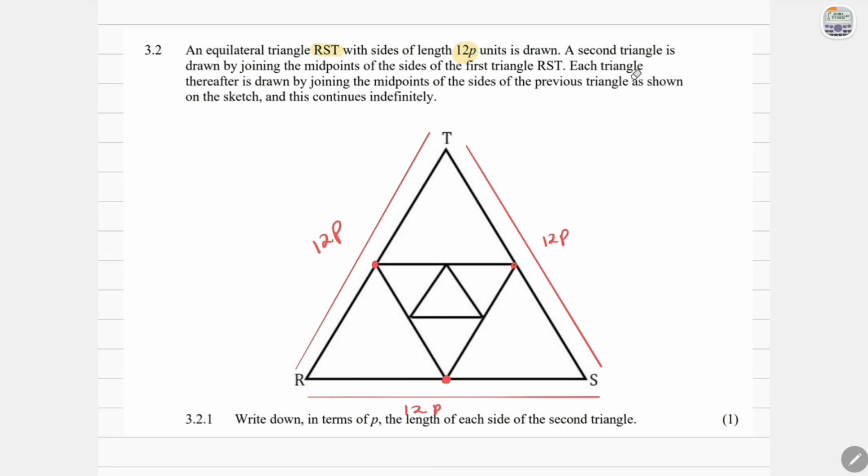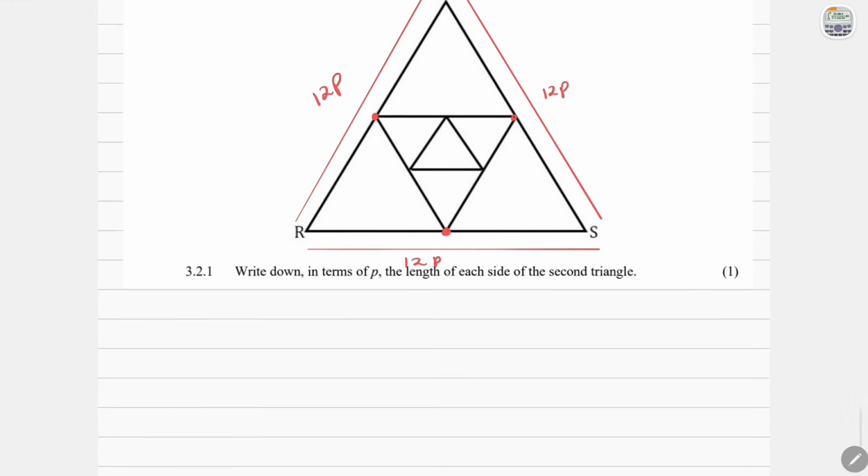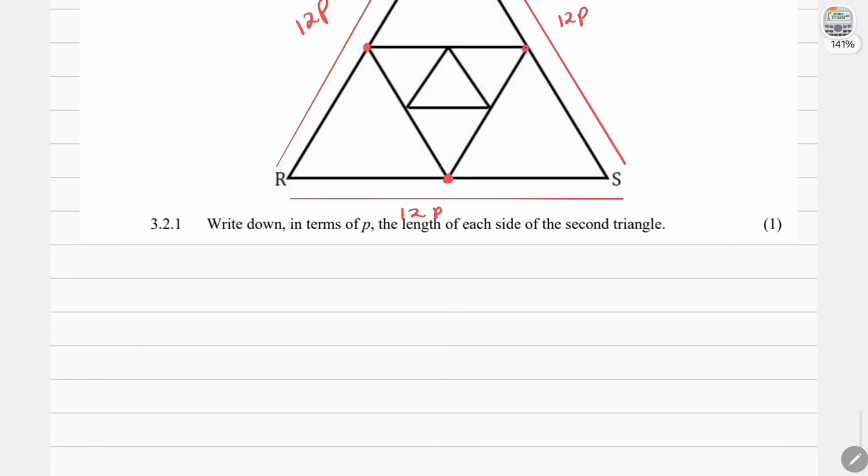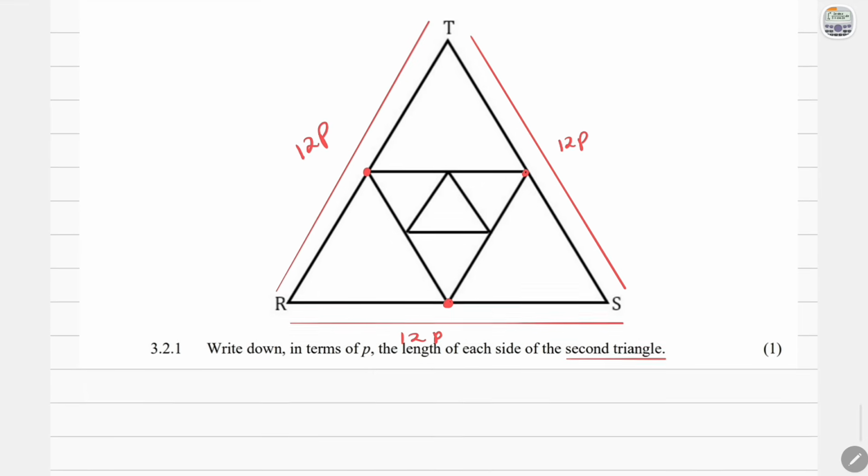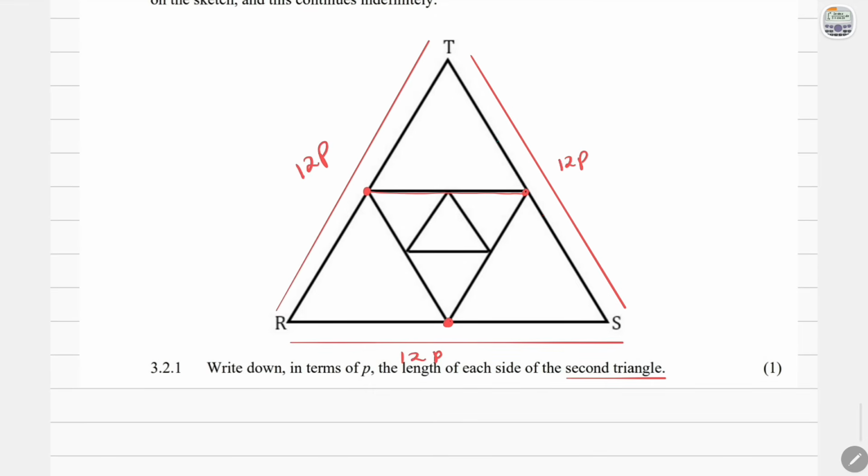And then they tell us that each triangle thereafter is drawn by joining the midpoints of the sides of the previous triangle as shown on the sketch, and this continues indefinitely. And the first question, 3.2.1, says, write down in terms of p the length of each side of the second triangle. So we're looking at this triangle over here.